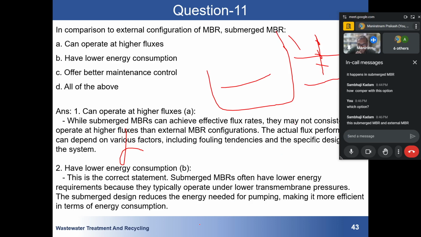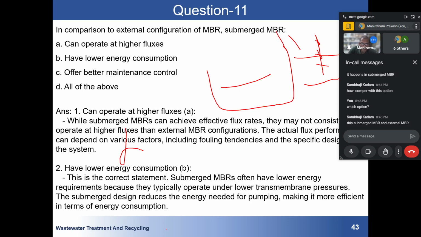So generally, right now I have not gone through the mechanism and all these things. What might happen is that in the external configuration of MBR, the amount of energy which is needed might be higher. Right now I can say this only, but for your interest you can always check some specific book related to MBR.